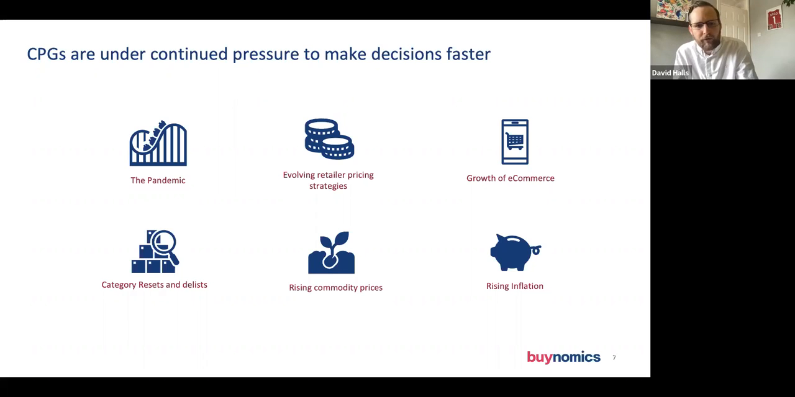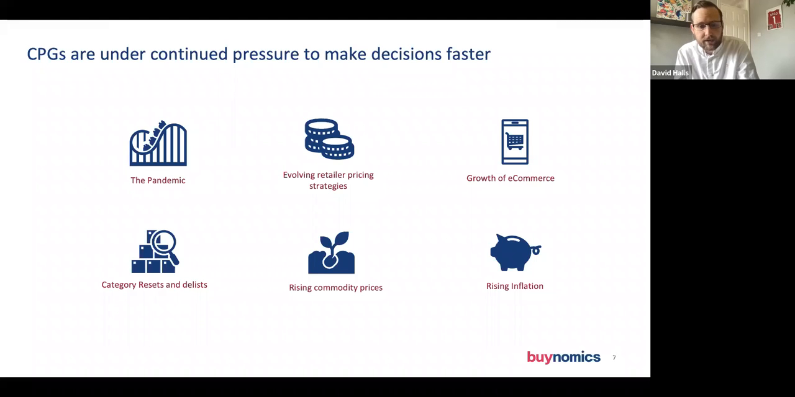So we've got more evolving retailer pricing strategies, especially in the UK. We're seeing movements to more loyalty-based pricing. There's obviously brand match initiatives that come out. With the growth of e-commerce, the higher percentage of e-commerce there is, the less profit each retailer is making on the baskets that they sell. As we go through range rationalizations and delists, we see category resets happening across the board.